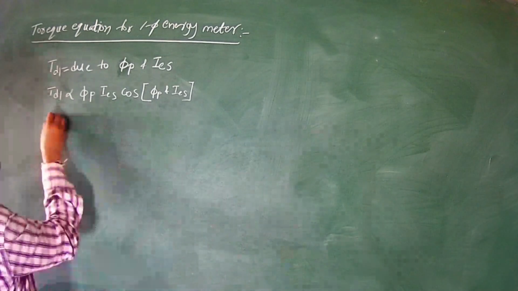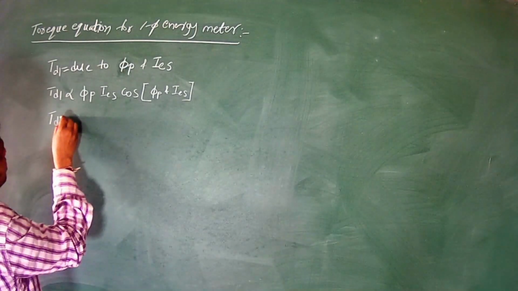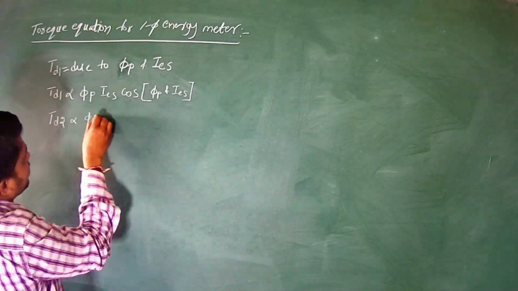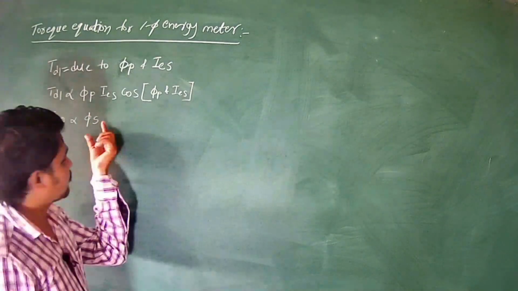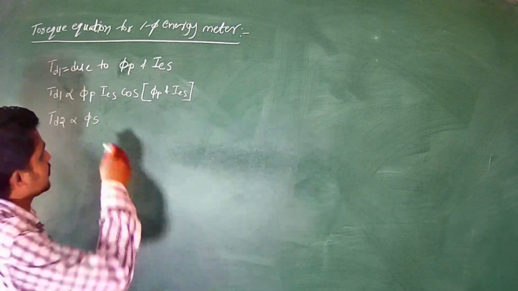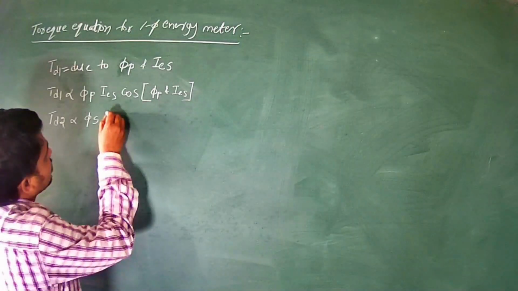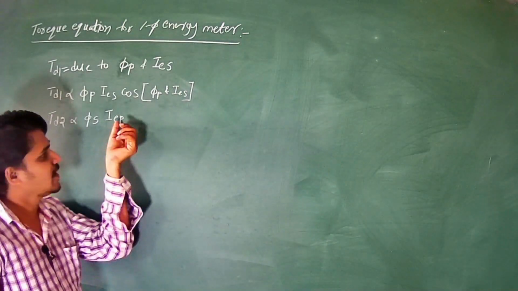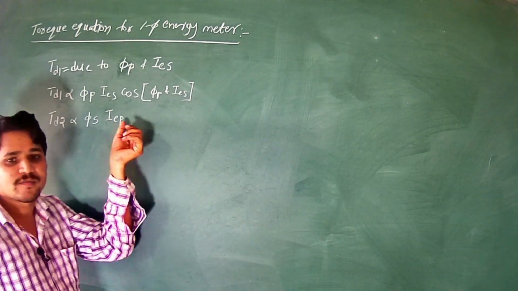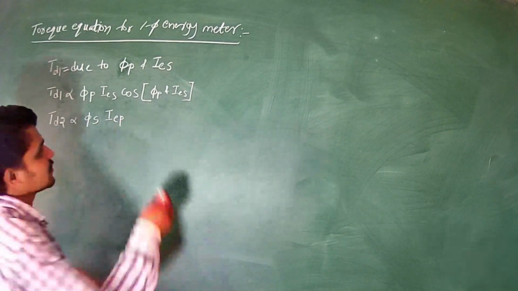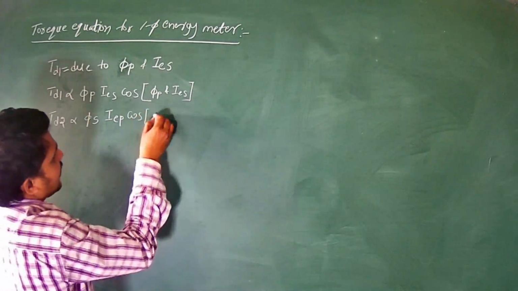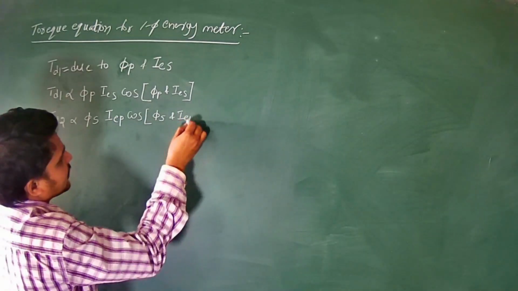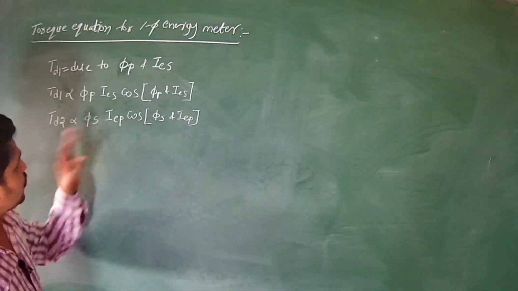Now the next deflection torque, that is the driving torque TD2, is proportional to phi s, that is the flux due to the current coil, that is the series coil, and IEP, that is the eddy current in the aluminum disc due to the eddy EMF because of the pressure coil flux, and cos of the angle between phi s and IEP. Okay, so we have to derive this.